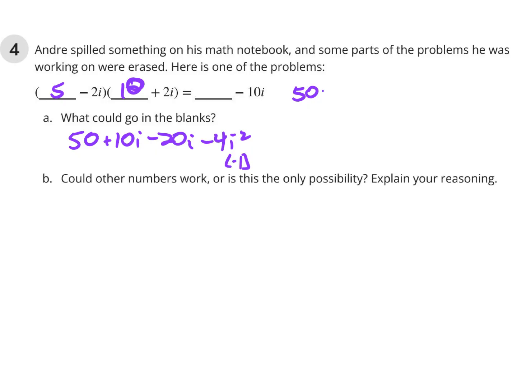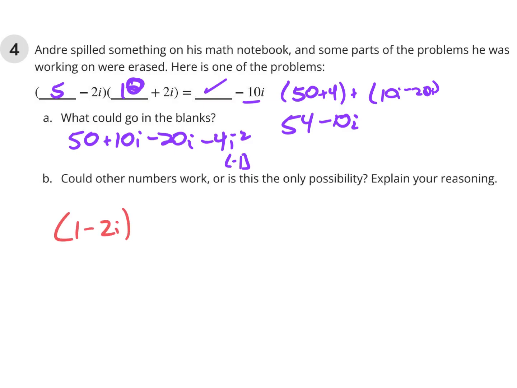So 50 plus 4 plus 10i minus 20i. So you get 54 minus 10i. So there you go. So that works. Okay, let's try some other numbers. I don't know if this is going to work, but we're going to try 1 minus 2i and 6 plus 2i.